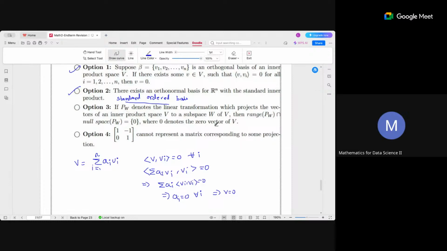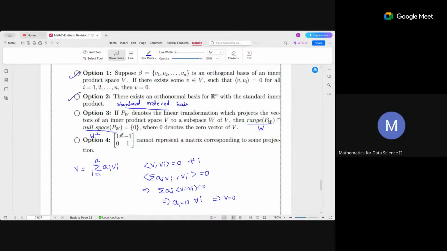Again, here is an important property for projection. What is the range of P_W? We already saw, it is W. And what is the null space of P_W? It's W perp, right? So W intersection W perp is always 0. Remember, W intersection W perp is always 0.